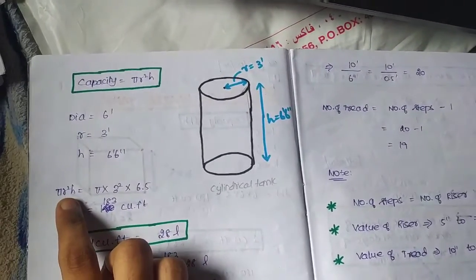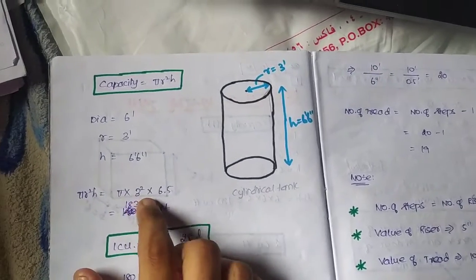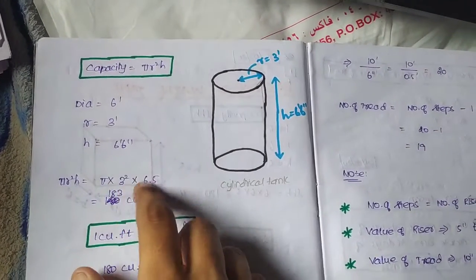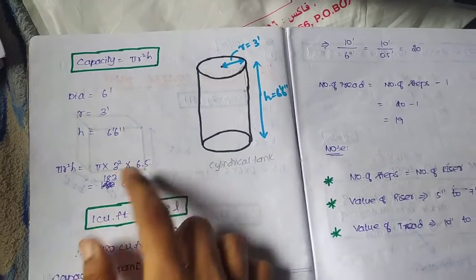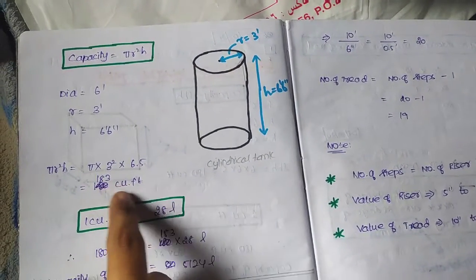Now the capacity formula is pi r squared h. Pi into r squared, that is 3 into 3, that is 3 squared, into h. H is nothing but, converting into feet, 6.5 feet. That is equal to 183 cubic feet.